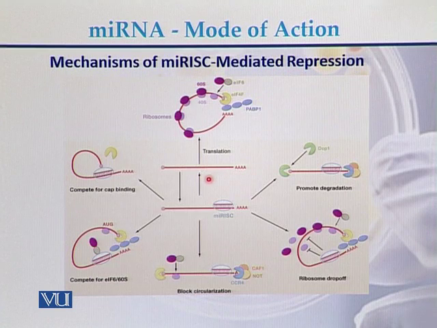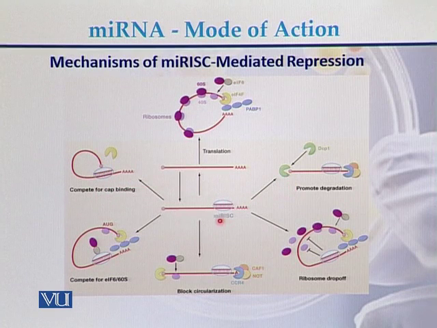Here in this diagram, we can see the mechanism of the miRISC mediated repression. This is the messenger RNA. To this messenger RNA, miRISC attaches, and that is how it controls the regulation of the expression of the genes. So once the miRISC attaches to the messenger RNA, it can block the circularization. In another method, it can compete for eIF6 or 60S ribosomal subunits. In another way, it can compete for the cap binding site.